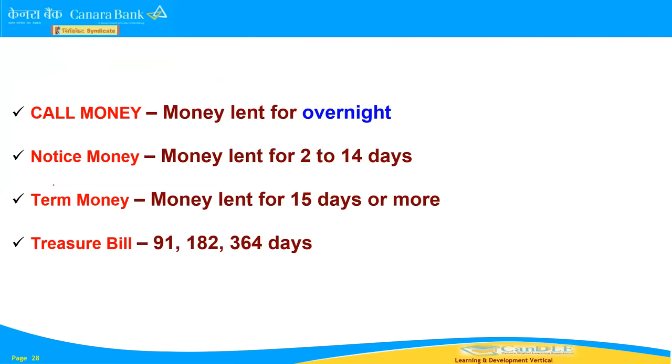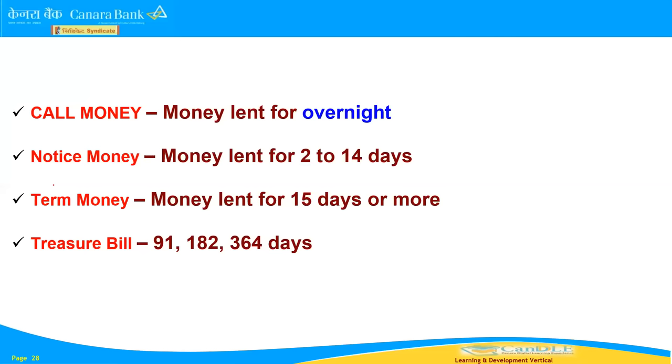Now, call money, notice money, term money, treasury bills. Call money is very easy: overnight. Overnight calling is called call money. Notice money means 2 to 14 days. Term money means more than 15 days. These three terminologies you have to remember.